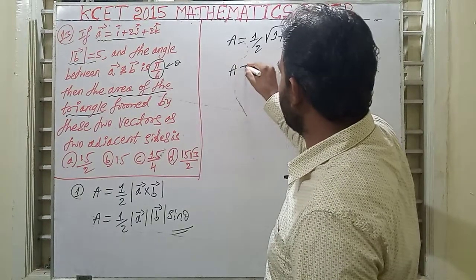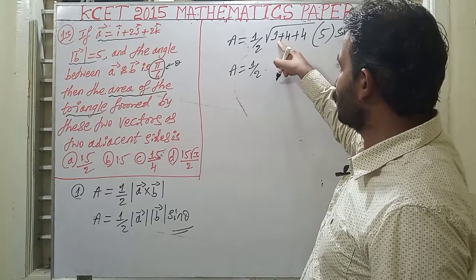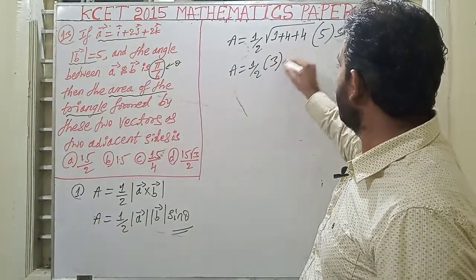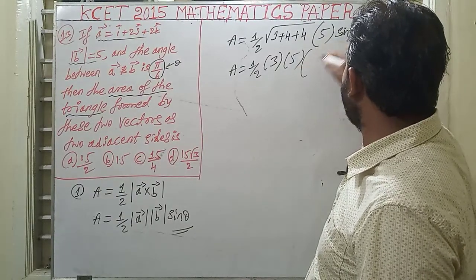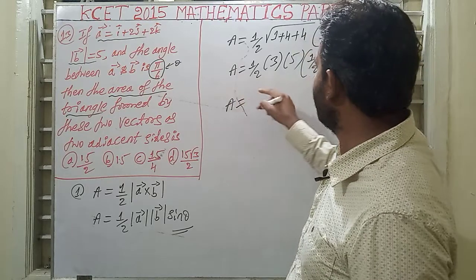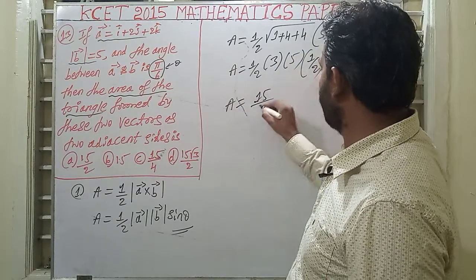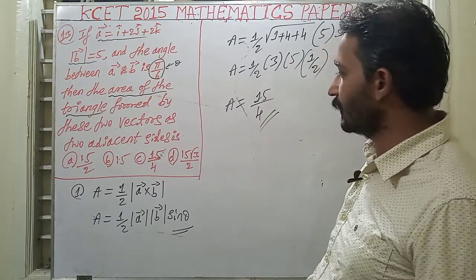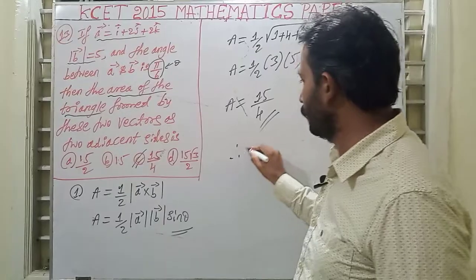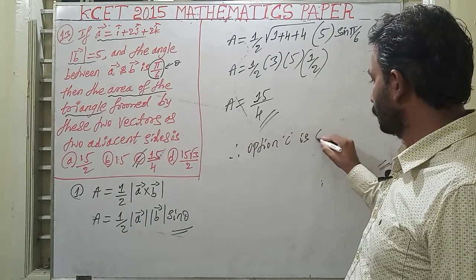So area is equal to 1 by 2 into square root of 1 plus 4 plus 4. 4 plus 4 is 8, plus 1 is 9. Square root of 9 means what? 3. Okay. 3 into 5 into sin pi by 6, which means 1 divided by 2. Okay. Simplify this. We get the required answer. 3 5s are 15. 15 divided by 2 into 2, 2 2s are 4. The answer is 15 divided by 4. Which option is correct? Option C is correct. Therefore, option C is correct.